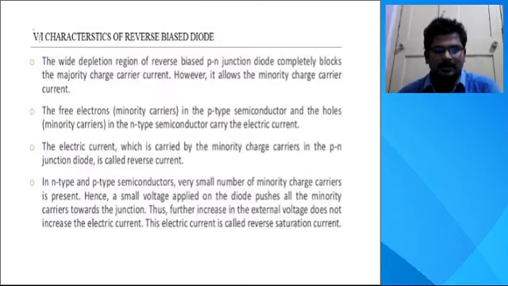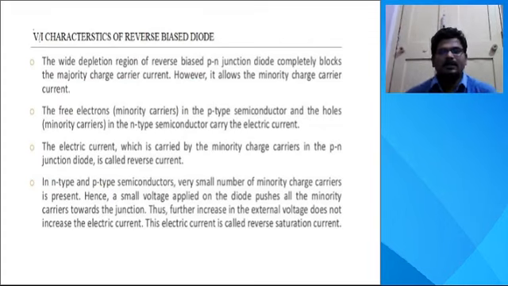Next slide. These are all the VI characteristics of the reverse biased diode. The wide depletion region of the reverse biased PN junction completely blocks the majority charge carrier current. However, it allows the minority charge carrier current. The free electrons in P-type semiconductor are the minority carriers, and the holes in N-type semiconductor are the minority carriers, and they carry the electric current.